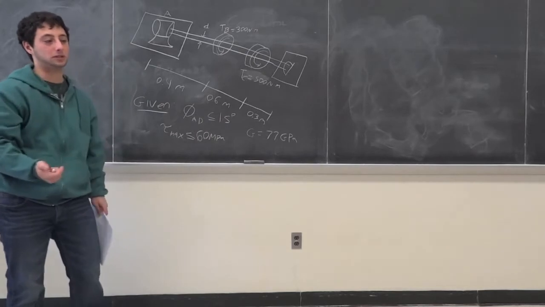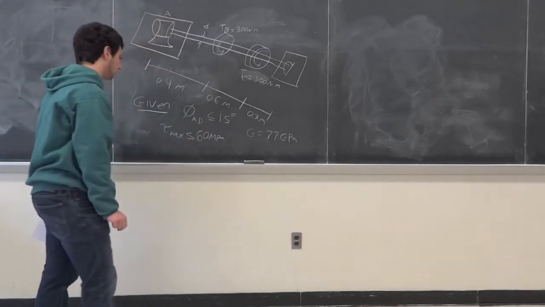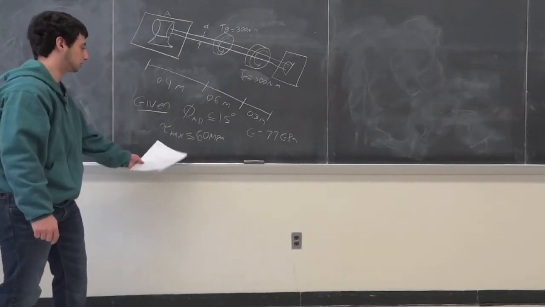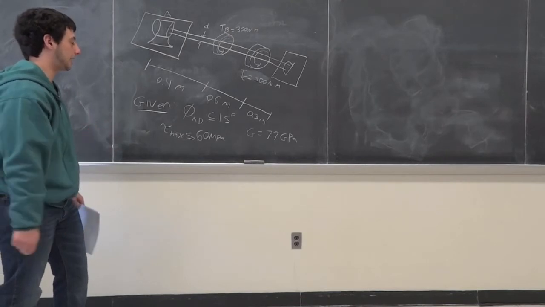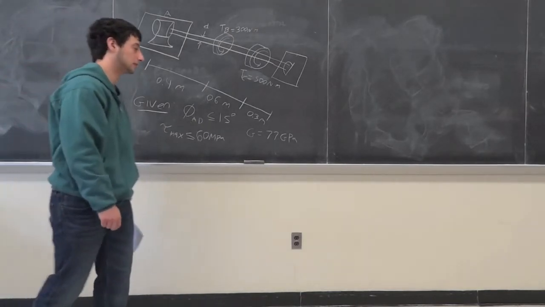Whenever you have an angle of twist, you have to convert it into radians. So you have to multiply by pi over 180. So first you should convert this. And they give you also the shear constraint. So you're going to get two different diameters, one from the shear constraint and one from the angle of twist.